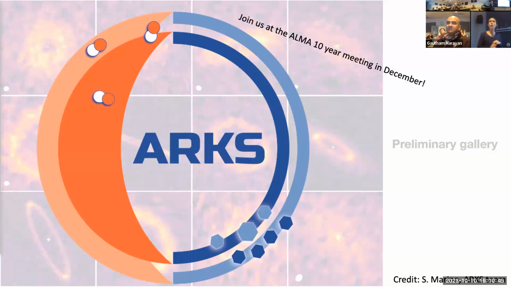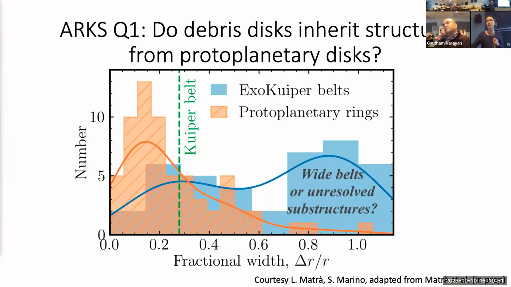This is really quite preliminary, but it actually seems like this result in this histogram might be holding up even in an era of high sensitivity, high resolution observations, that there actually are a lot of wide belts in debris disks as opposed to protoplanetary disks, which tend to have much more narrow belts intrinsically. And that's really interesting. It's telling us something about planetary system evolution. What that message is, I don't know, but it is an unexpected result.